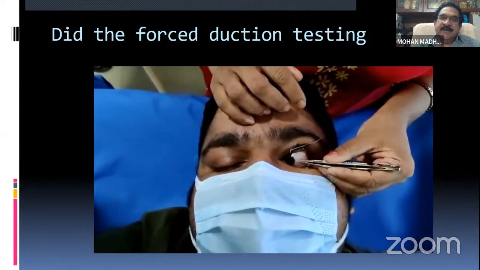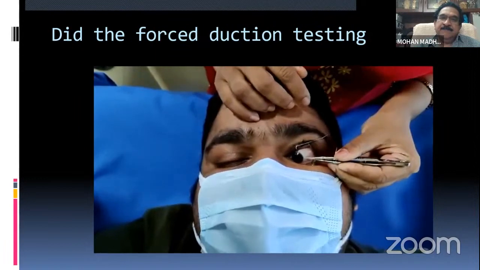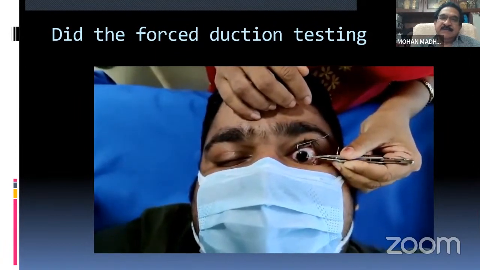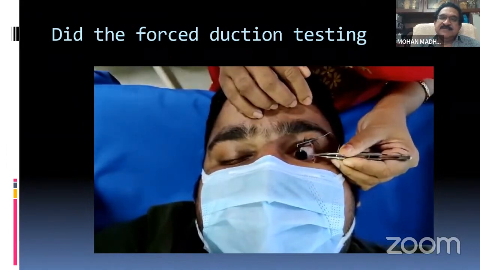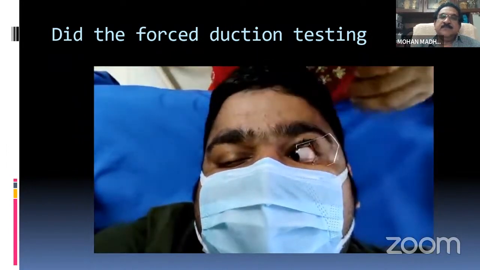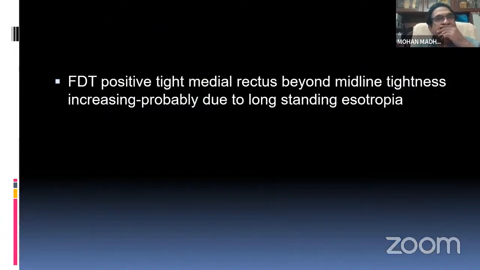You could bring back the eye to the midline easily, stop contracture, and beyond that, there is some restriction there. Okay, this is the post-traction test. So this is the report from the ophthalmologist who did it for me.